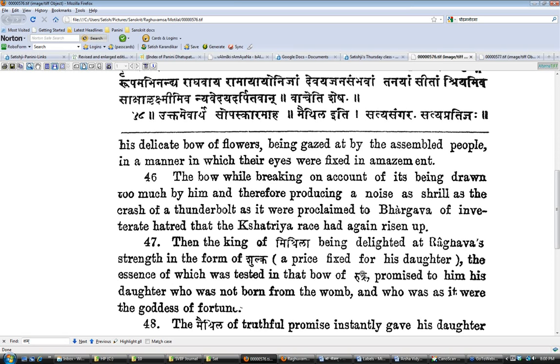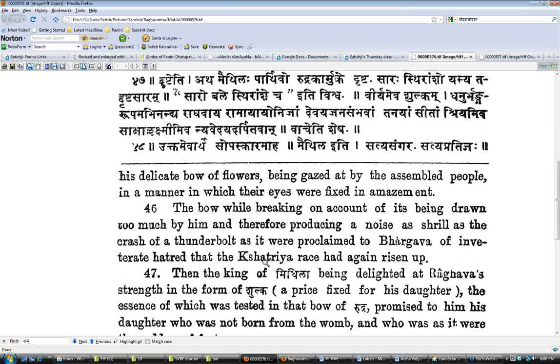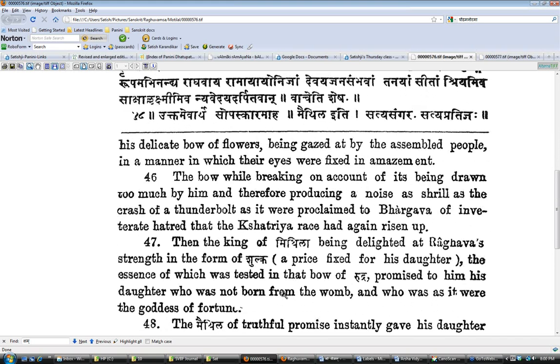Promised to him, Nevediyat, Raghavaya Nevediyat. His daughter, Ayonijam, Tanayam, who was not born from a womb. Ayonijam. Born from a womb is what he did first, right? He made Ayonijam. So this is the translation.